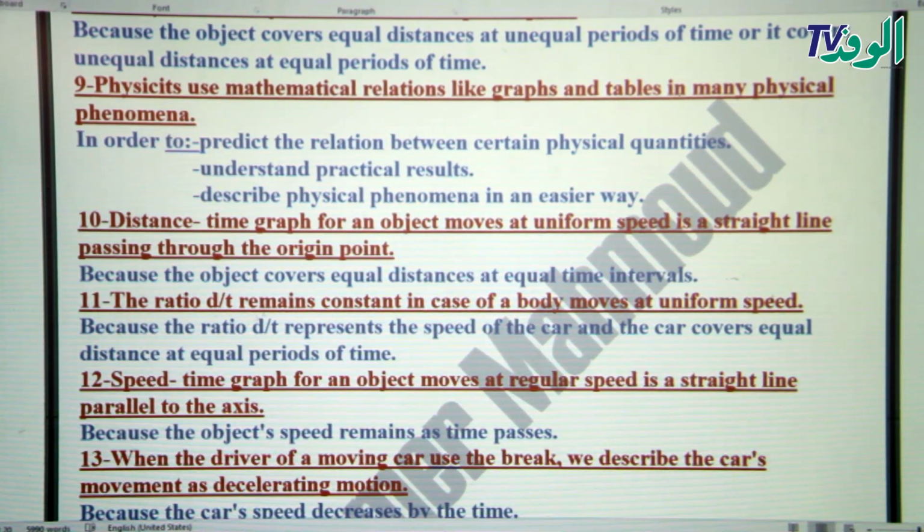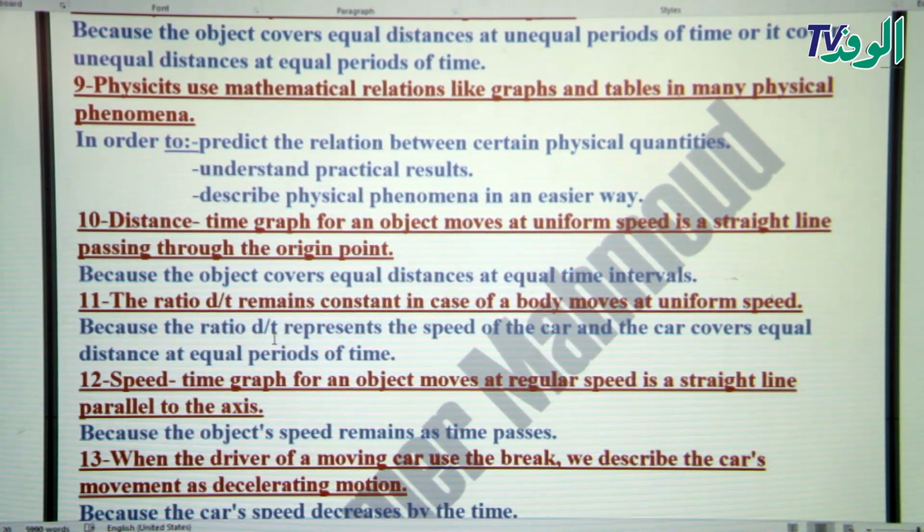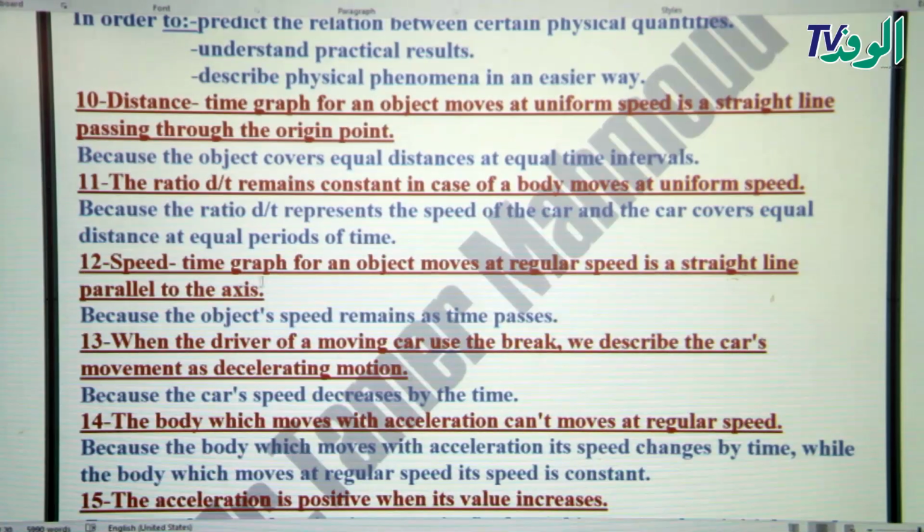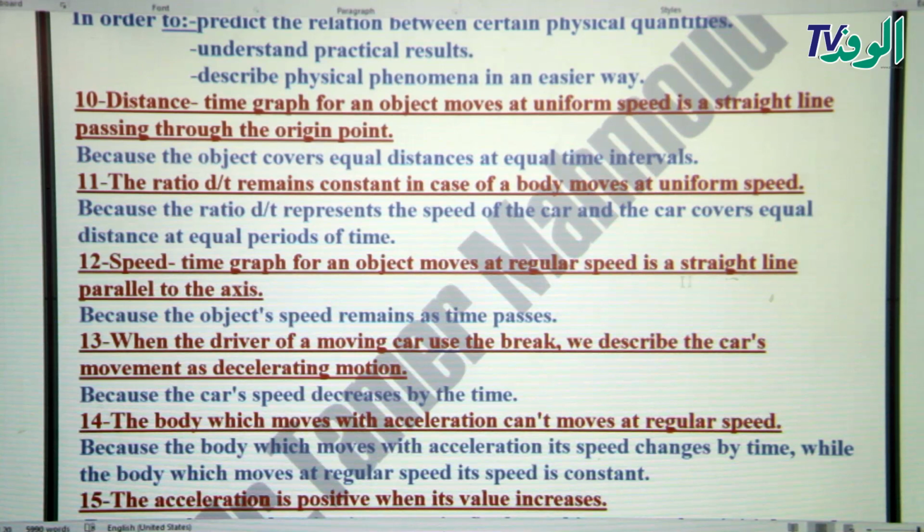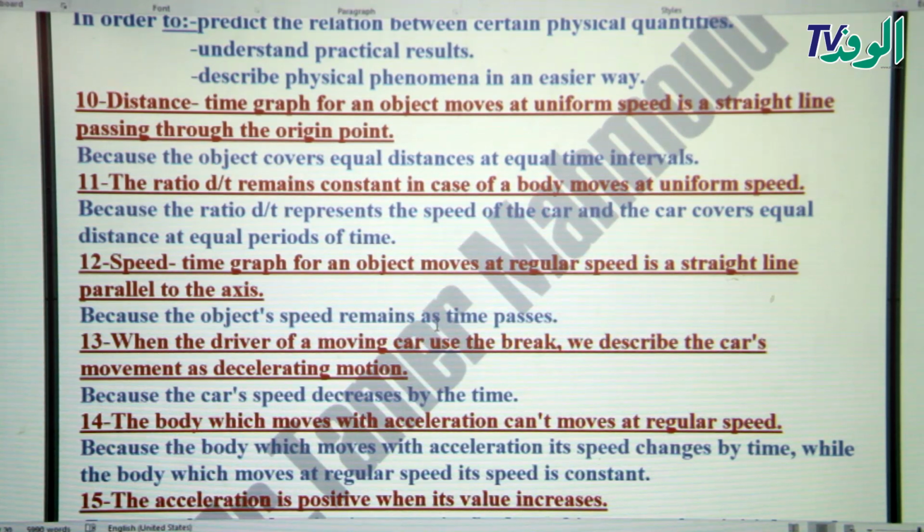What is the ratio d over t? Yes, excellent. This is the slope on the graph. Very good. Because the ratio d over t represents the speed of a car, and the car covers equal distances at equal periods of time. While the speed-time graph of an object moving at regular speed is a straight line parallel to the time axis. Why? Because the object's speed remains constant as the time passes. That means that it doesn't change.